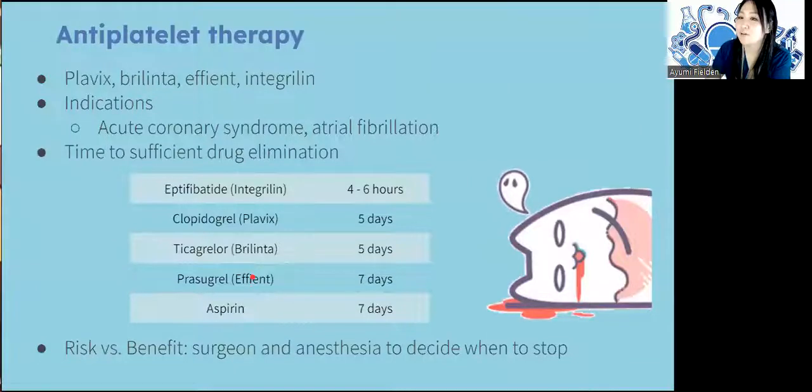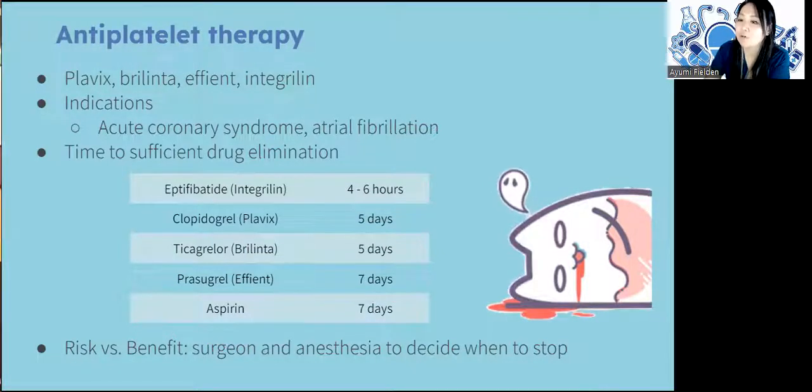So let's talk about the one that makes patients bleed, antiplatelet therapy, like your Plavix, right? Or Integrilin. Indications include acute coronary syndrome and AFib. It's an antiplatelet therapy, right? Anti-platelet, against platelet. Time to sufficient drug elimination is listed here for your reference. So some patients might be asked to hold the aspirin for 7 days, so it is out of their system.